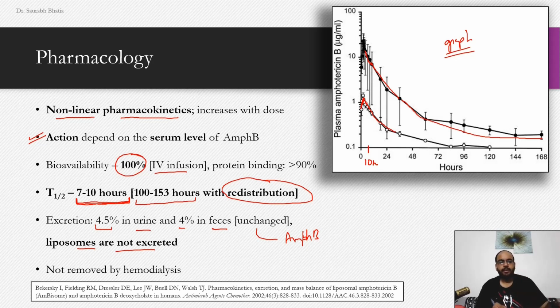Amphotericin B is not removed by hemodialysis because it has good sequestration into cell membranes. It gets attached inside the cell membrane of the fungus, so it's not easy to remove by hemodialysis. Okay, so let's move forward and discuss the mechanism of action of amphotericin B.